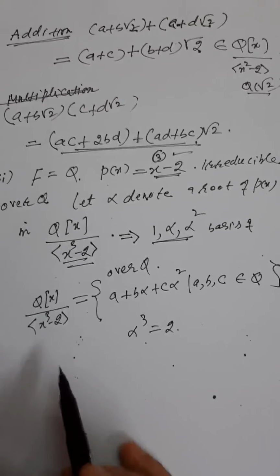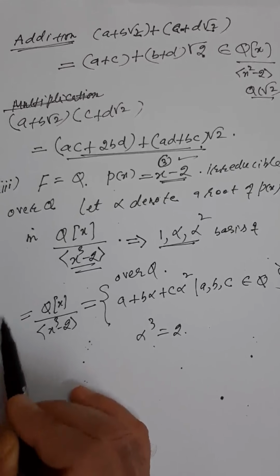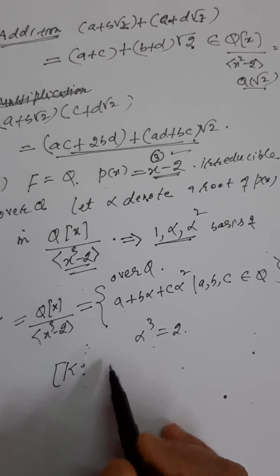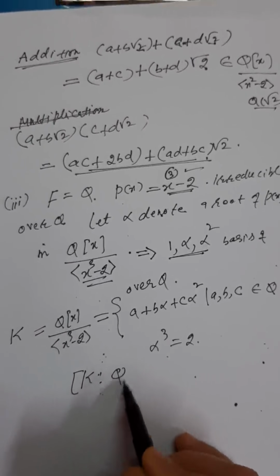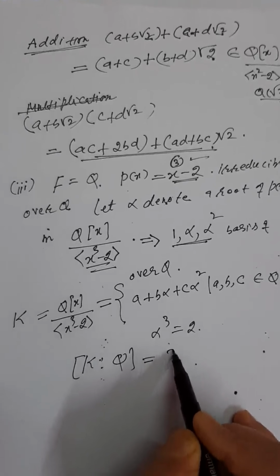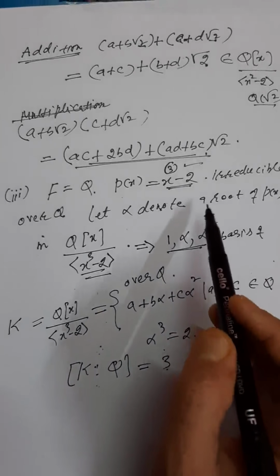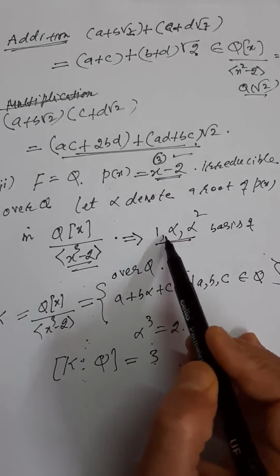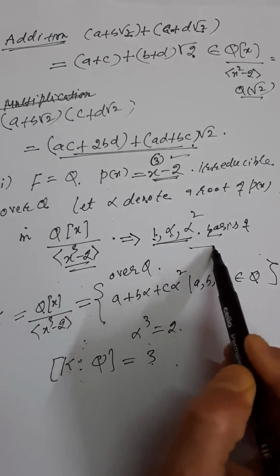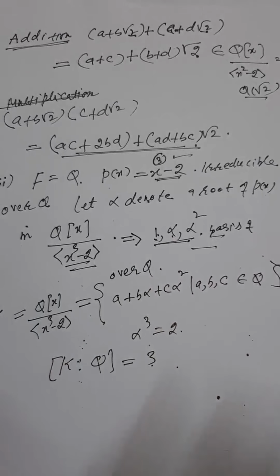This is an extension, so let this extension be, say, K. What is the degree of extension of K over Q? It is 3, the degree of this polynomial. Or you can say that the basis consists of 3 elements: 1, alpha and alpha².